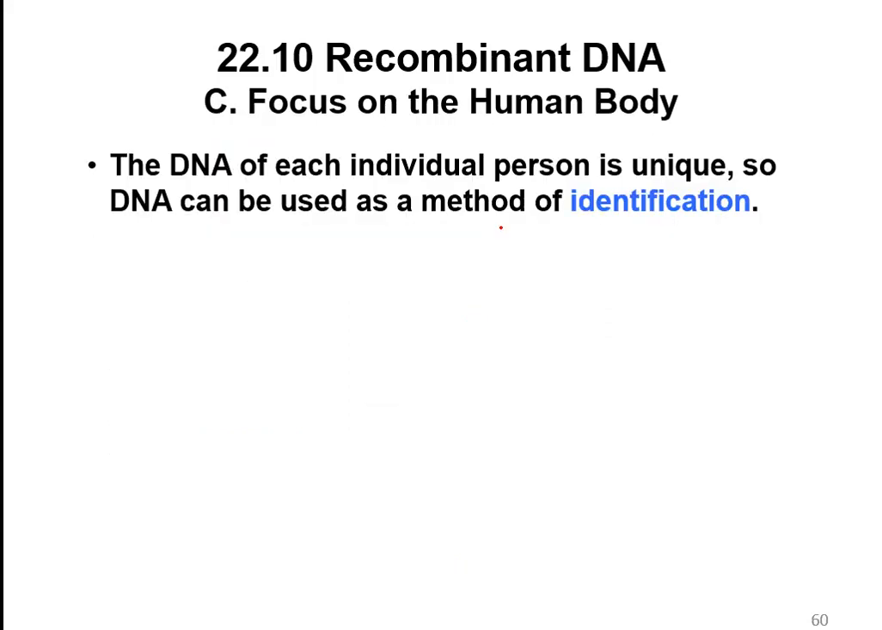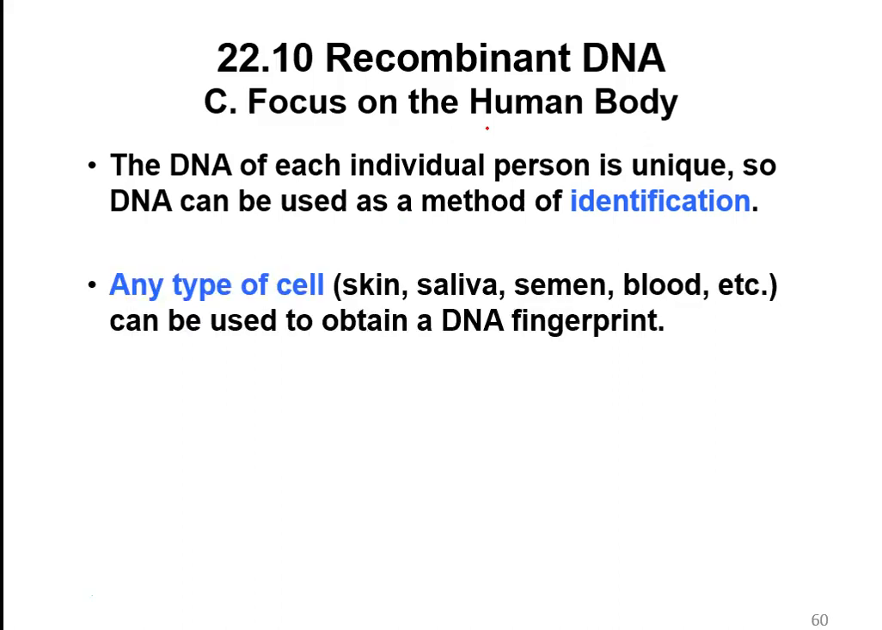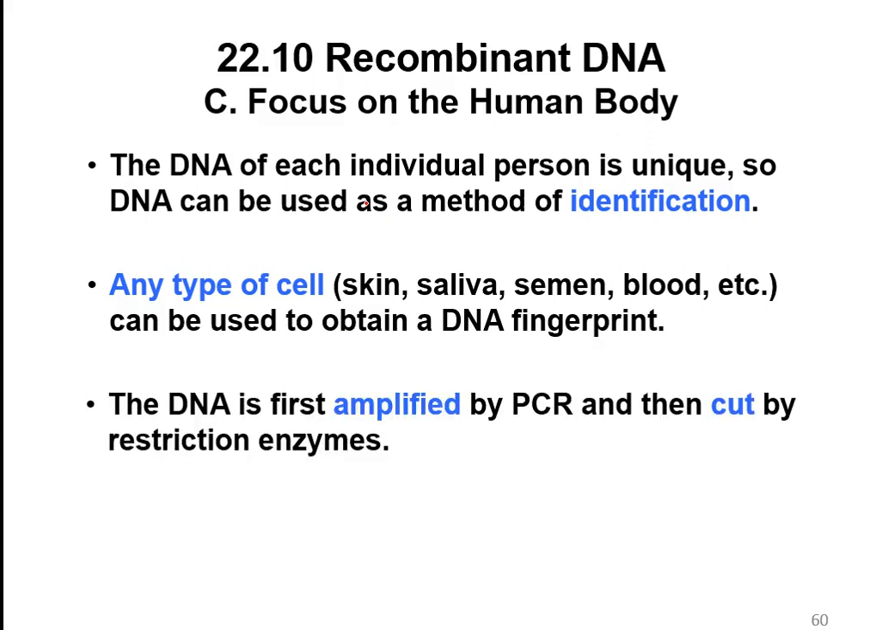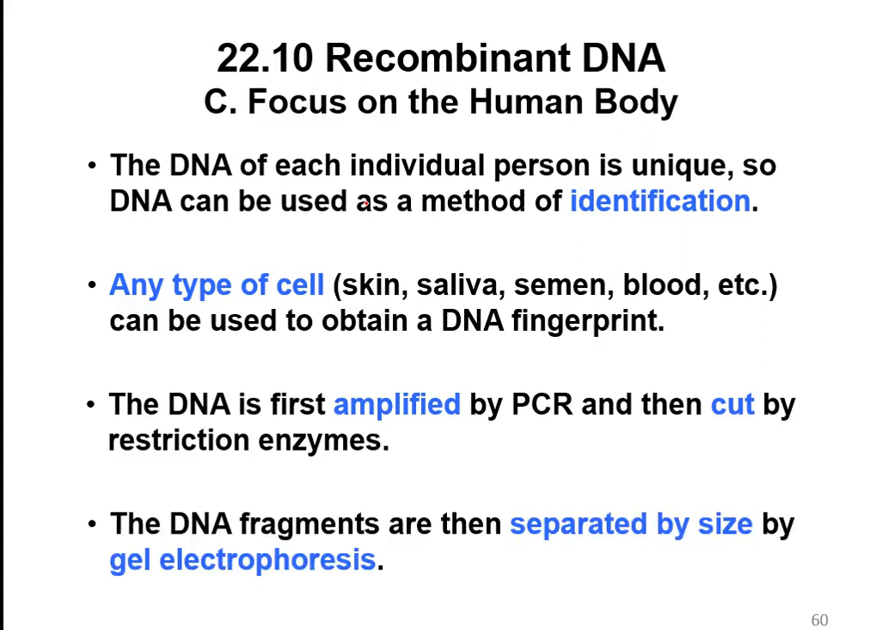Now, focus on the human body, how recombinant DNA is used in the human body. The DNA of each individual person is unique, so DNA can be used as a method of identification. Any type of cell, skin, saliva, can be used to obtain a DNA fingerprint. The DNA is first amplified by PCR, and then it's cut by a restriction enzyme so that you can figure out what the code is. The DNA fragments are then separated by size by what's called gel electrophoresis.